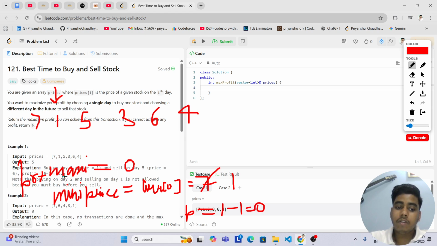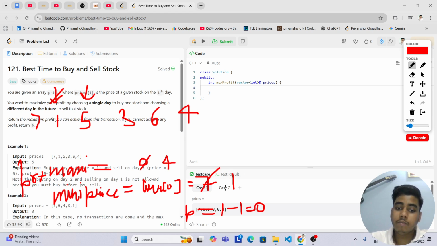So we will also keep updating the maximum profit we have found. So 0 will be 0. Okay, this we will update with 0. Now we move ahead. So our selling price is now 5. So now our profit will be selling price minus the minimum buying price, that is 1. So 5 minus 1 is 4. Now we will update our maximum profit, that is 4.